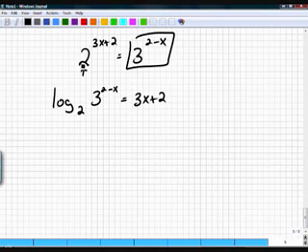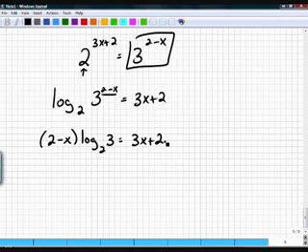There you go. Log base 2 of 3 to the 2 minus x equals 3 to the x minus 2. But I've still got some nasty looking stuff. Do you remember your power rule? What can I do with 2 minus x? You can move it down front. 2 minus x times log base 2 of 3 equals 3x plus 2.